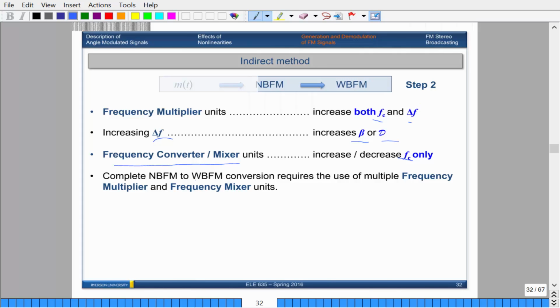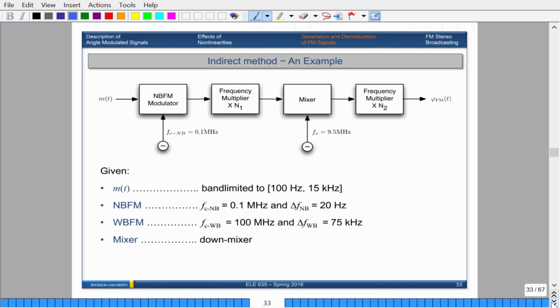Okay, so you have a bunch of these units together that go from narrowband to wideband. If you configure these in such a way where you put them together and they interconnect in some way, you can actually achieve going from narrowband to wideband. So you're going to use multiple units of these to get what you want. So here's a quick example.